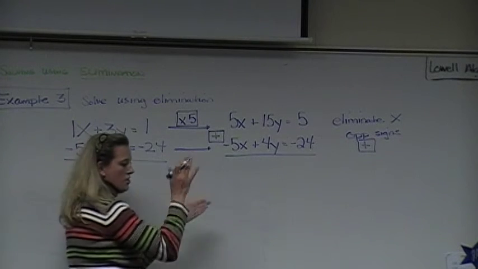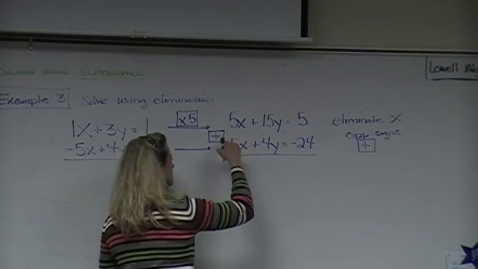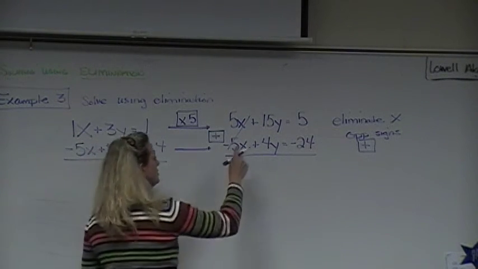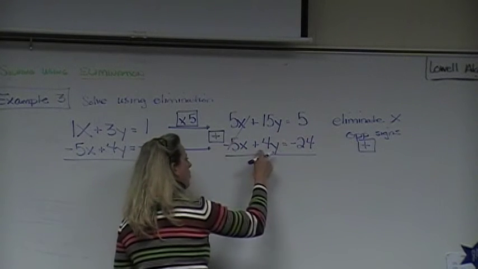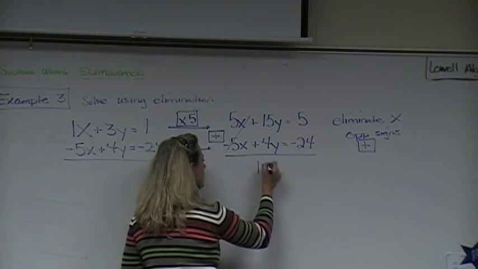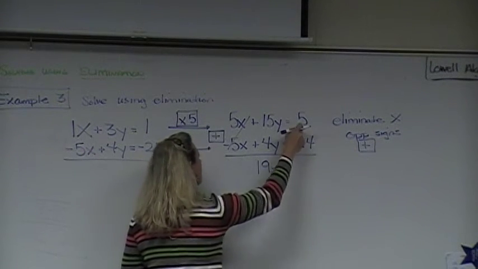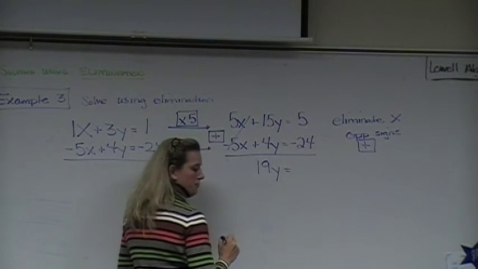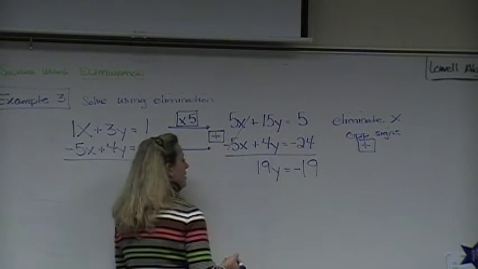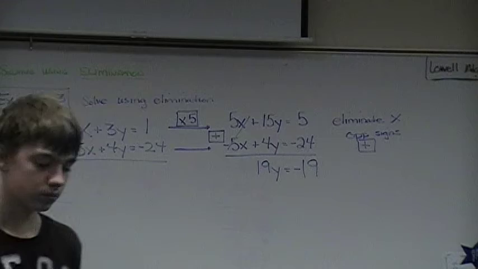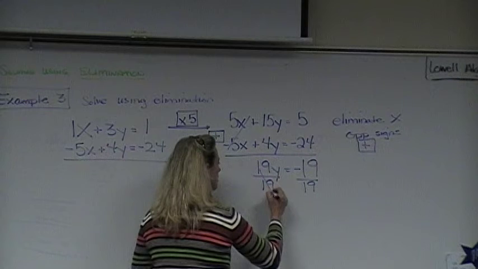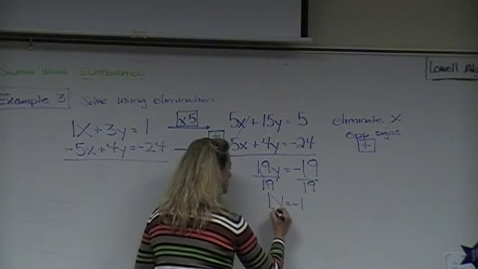Obviously I'm eliminating my x's. So 5x plus negative 5x becomes 0, and that gets canceled out. Now take 15y and add 4y. What do you get? 19y, good. Equals, what's 5 plus a negative 24? Negative 19, good. And how do we solve for y? What do we do to both sides? Divide by 19, and we get y is equal to negative 1.